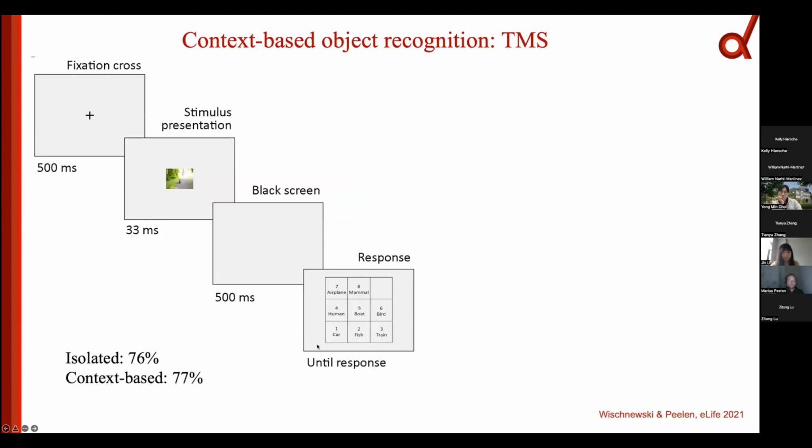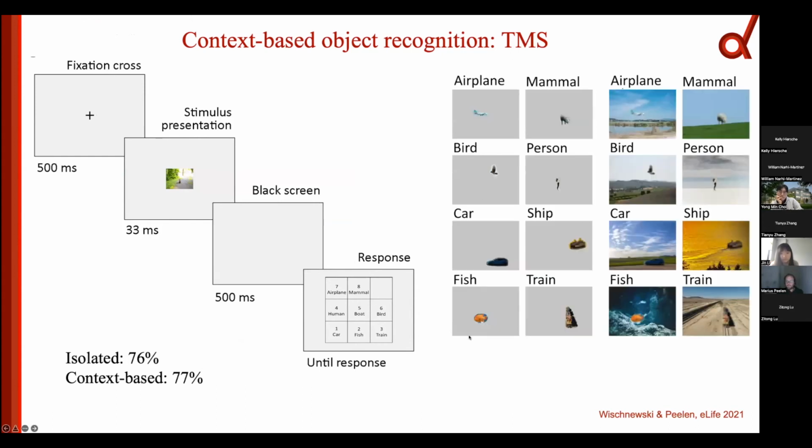In this case, of course, the focus was on the behavioral performance of the participants. So we had an 8 alternative forced choice task. Participants were again fixating, viewing this stimulus presented very briefly, and then indicated what they had seen in that picture: airplane, mammal, human, boat, bird, car, fish, or train. Here you see a couple more examples. And in the actual TMS data, the performance was on average equated across these two conditions. So the isolated objects were recognized as accurately as the context-based conditions, even though the objects in the context-based condition were heavily degraded.